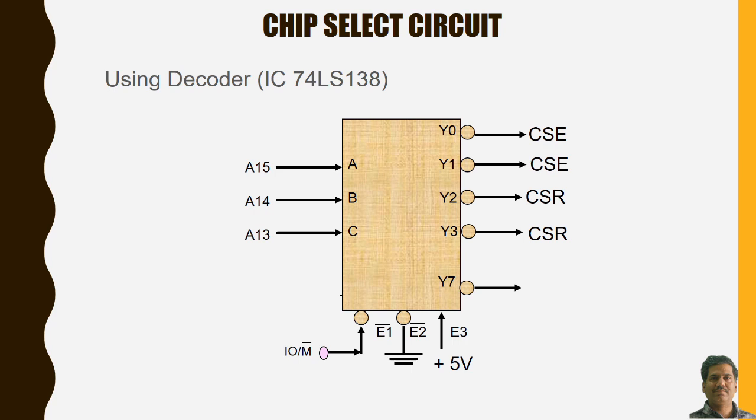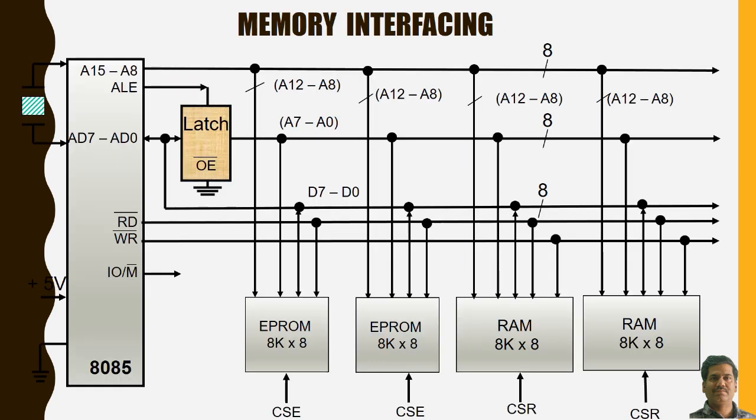This is the memory interface diagram. There are 2 EEPROMs; for EEPROMs there is no WR bar connected, and for RAM the WR bar is connected. The chip select for EEPROMs and the chip select for RAM will come from the logic circuit which we have implemented earlier using the decoder. And once again, this latch is used to demultiplex the lower order address and data bus, and IOM bar will once again go to that particular chip select logic.